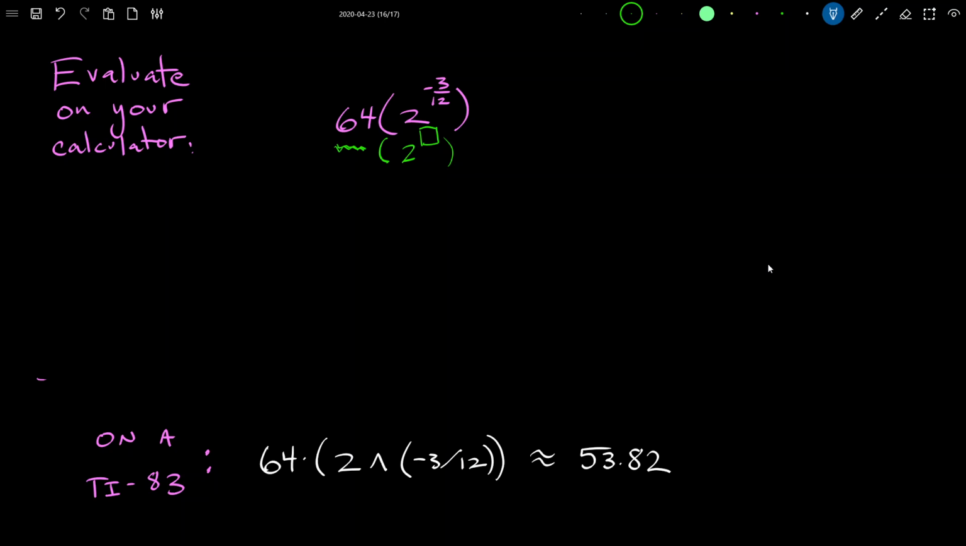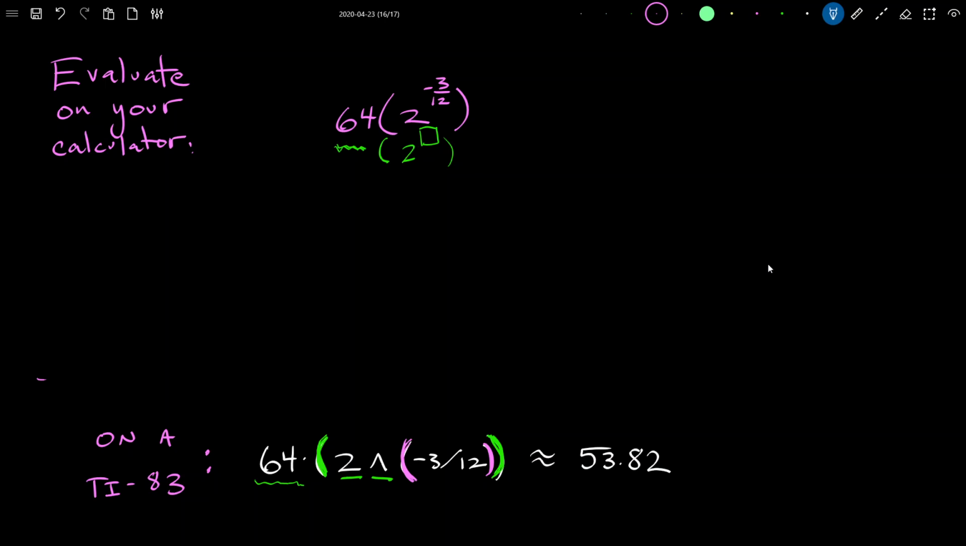So you'll notice down here, the 64 is kind of times everything, and so I put that first, and then I've got this parentheses that kind of encompasses everything inside the parentheses up top. And the 2 to the -3/12 power, the way I would type that in is 2. This is the power button. And the -3/12, the only way I would really know for sure that it's typed in correct is if I use a separate parentheses for that fraction. And so I would have to kind of type it in like this.